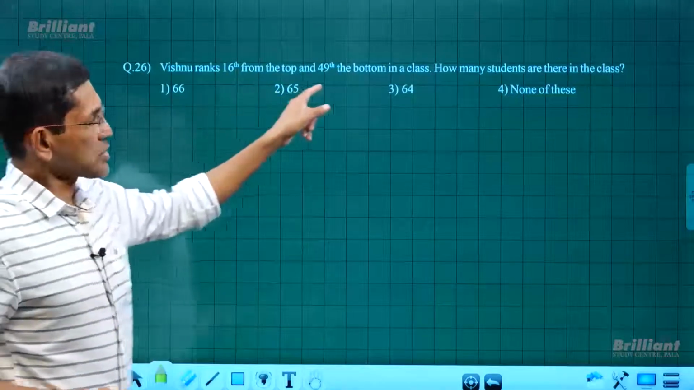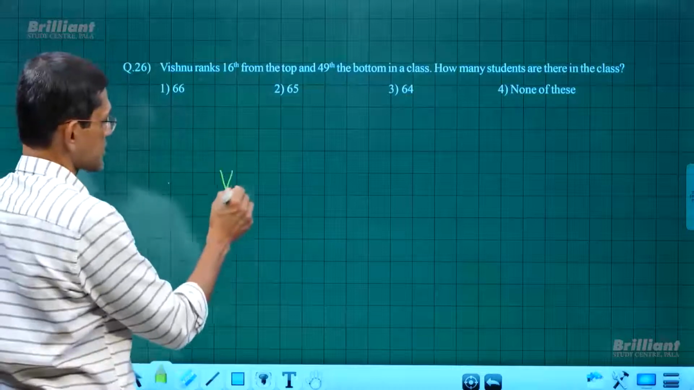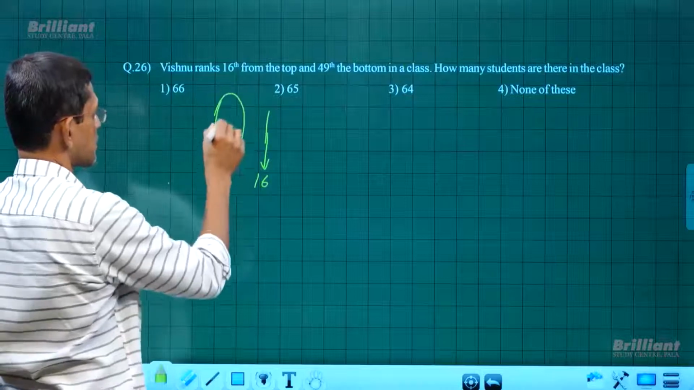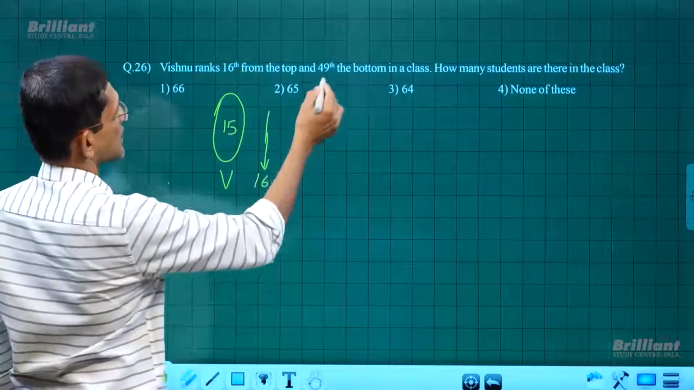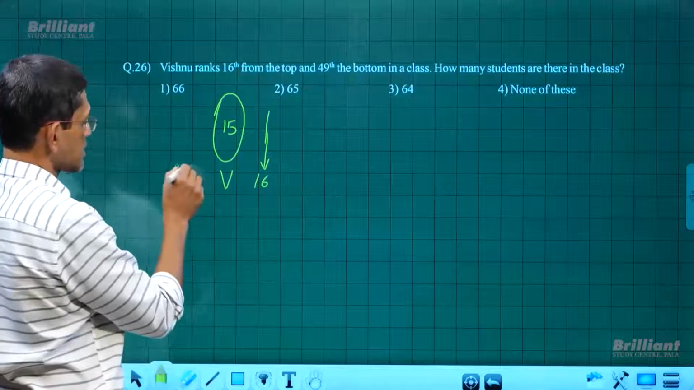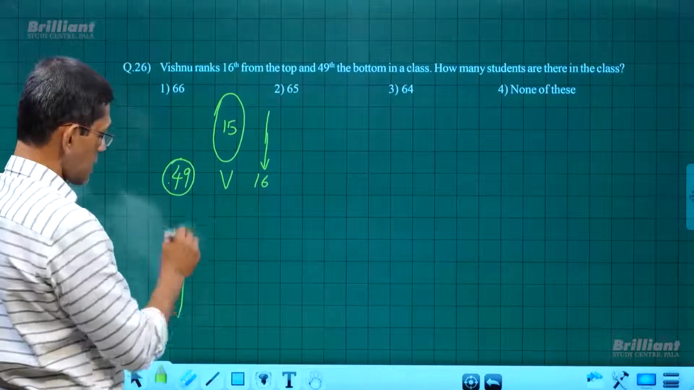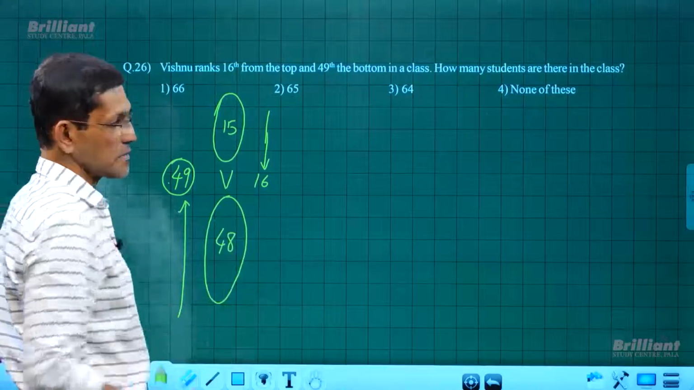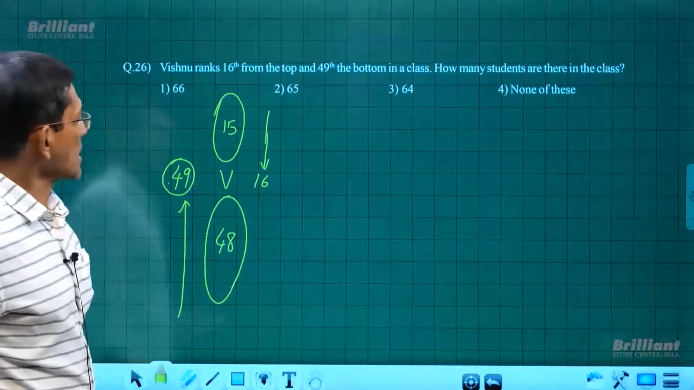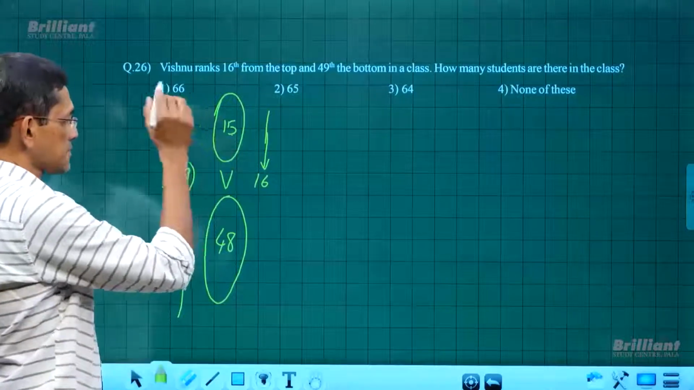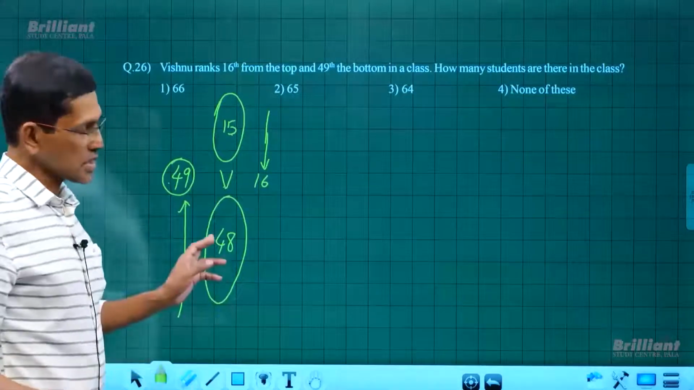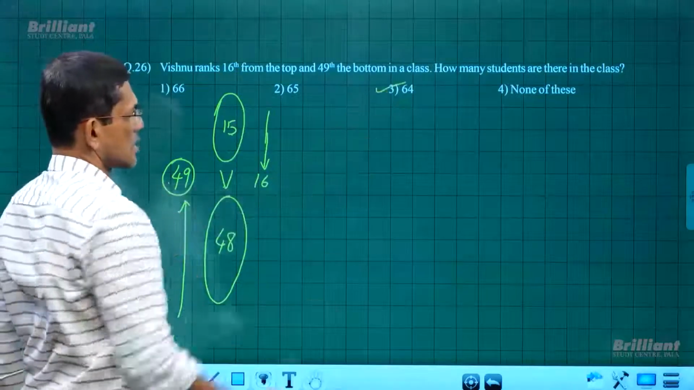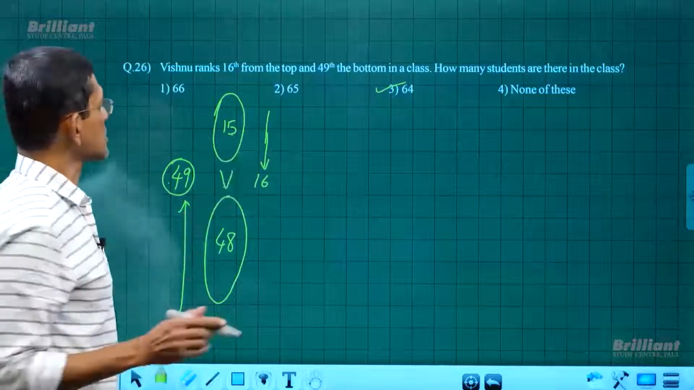Vishnu ranks 16th from the top. So the rank of Vishnu is 16th from the top. That means there are 15 persons before Vishnu. And 49th from the bottom. So that means there are 48 persons after Vishnu. So how many students are there in the class? We have 15 plus 1, 16. 16 plus 48, that is 64. 64 is the answer.